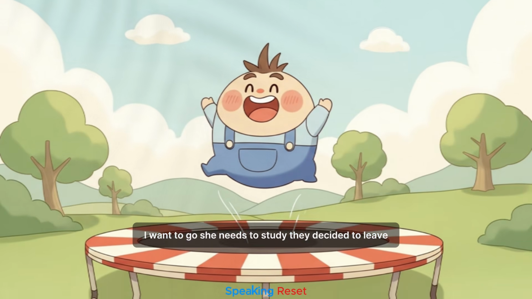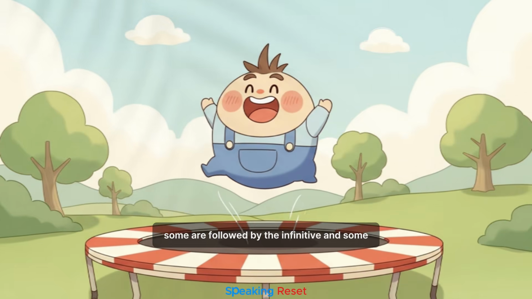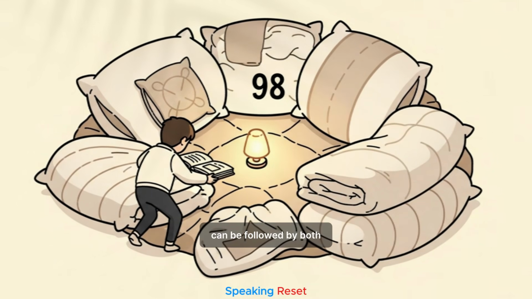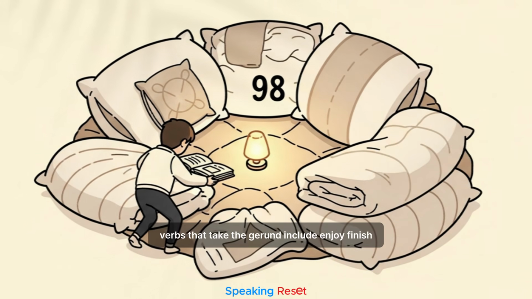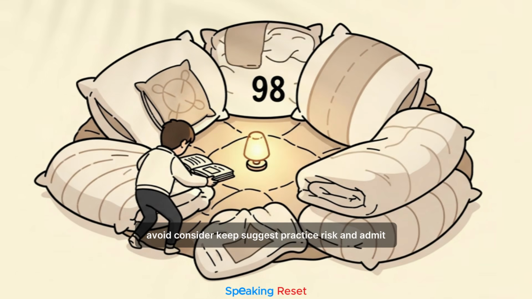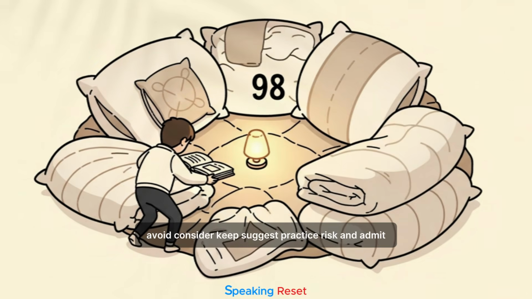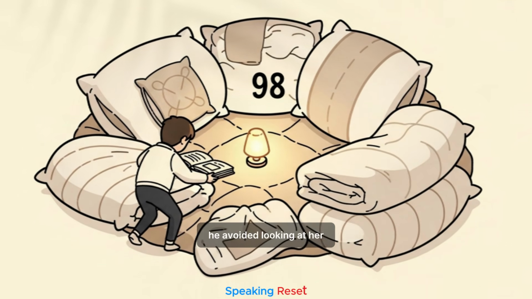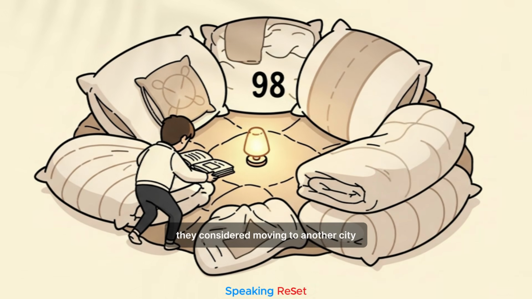They decided to leave. Some verbs are followed by the gerund, some are followed by the infinitive, and some can be followed by both. Verbs that take the gerund include enjoy, finish, avoid, consider, keep, suggest, practice, risk, and admit. I enjoy reading. She has finished eating. He avoided looking at her. They considered moving to another city.